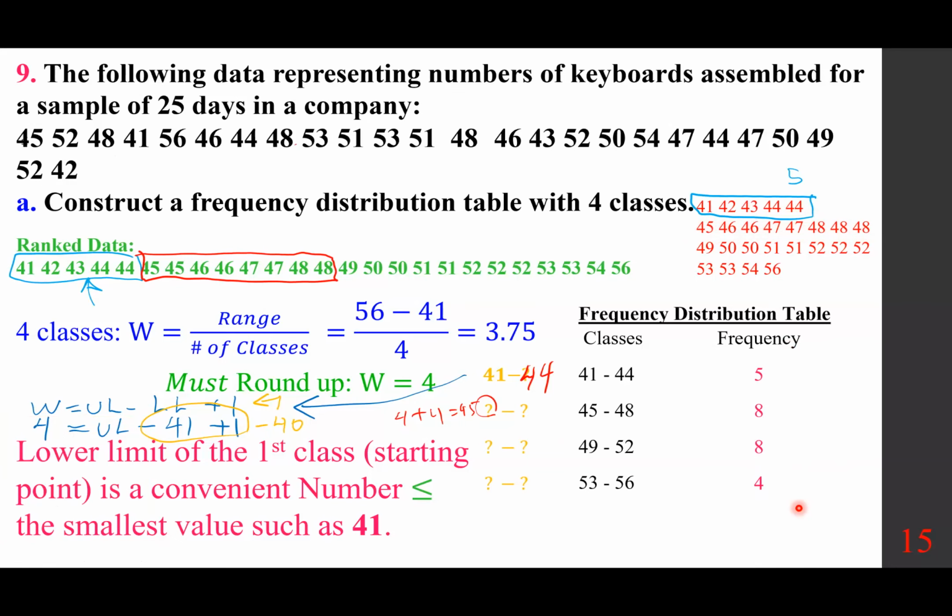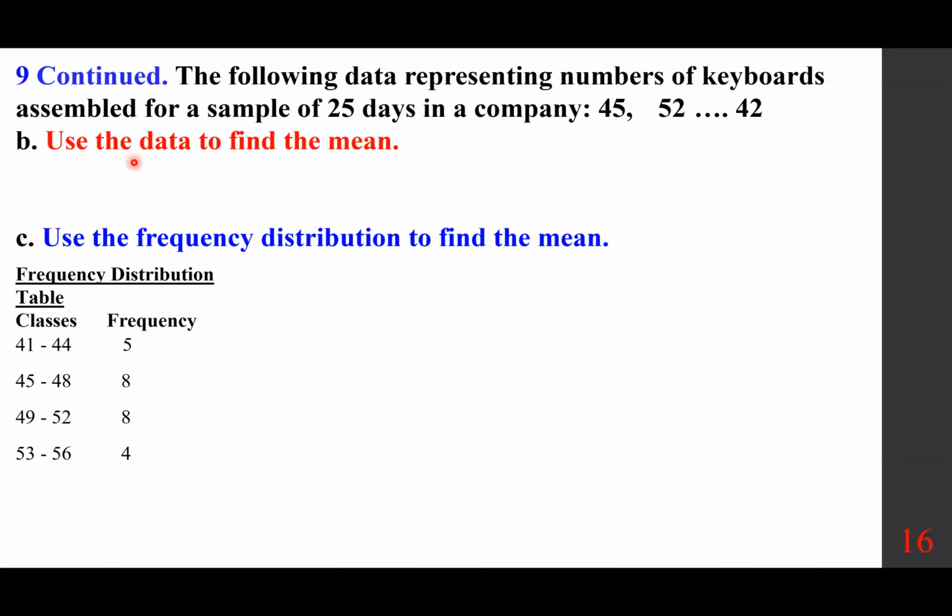Now, we are looking at the same question. We have the information from the previous page. Now we want to find the mean. Well, we have the data. So from the given data, we find the exact answer. So we add them up and divide by size.